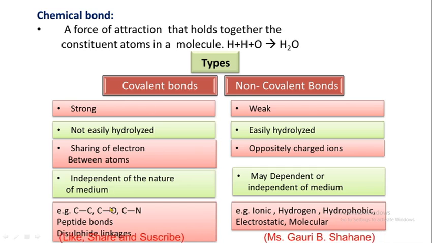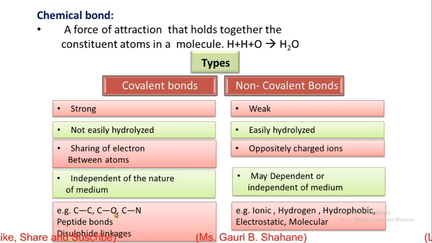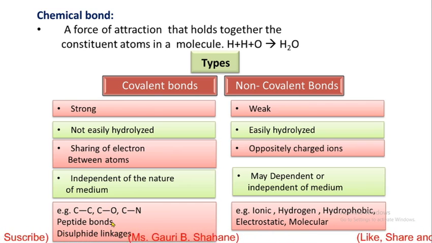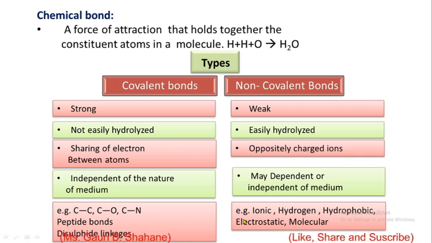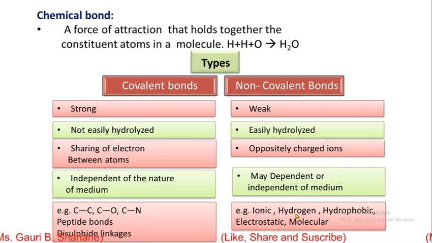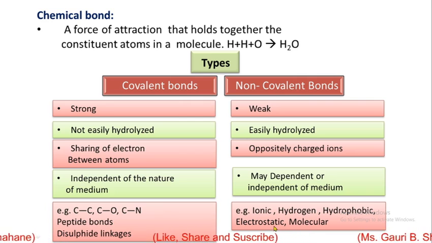Covalent bonds are formed between carbon-carbon, carbon-oxygen or carbon-nitrogen. For example, peptide bonds and disulfide linkages. Here the examples of non-covalent bonds are ionic bond, hydrogen bond, hydrophobic interactions, electrostatic bond and molecular bond.